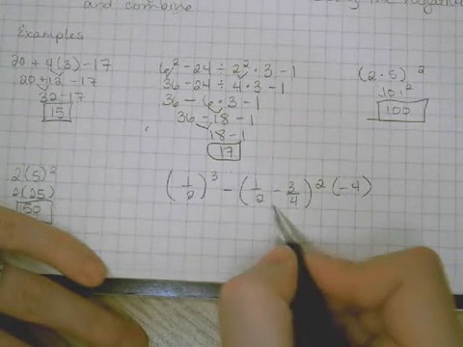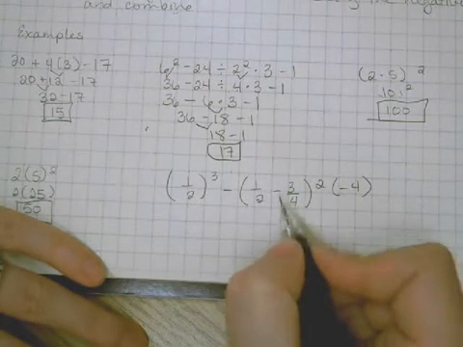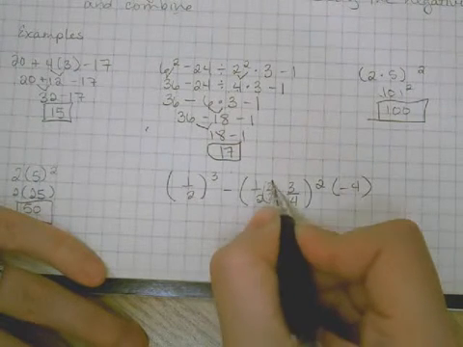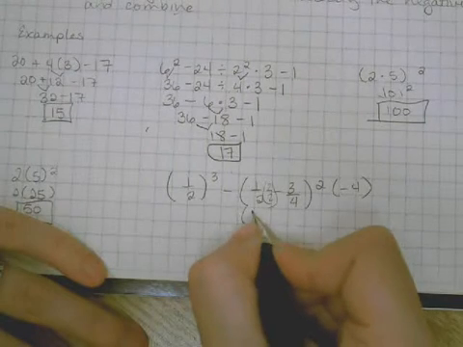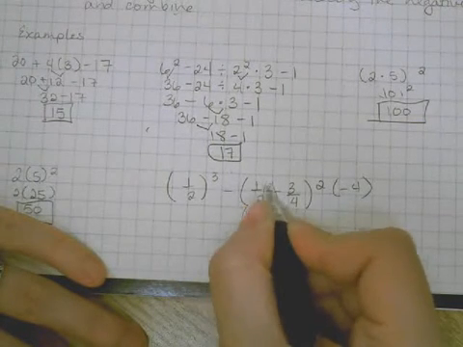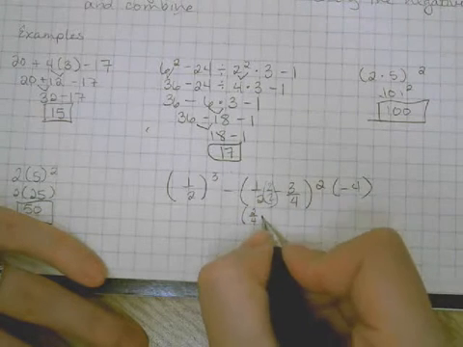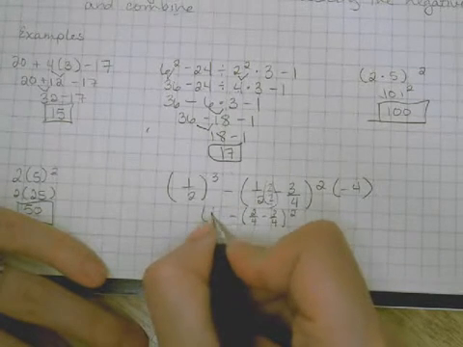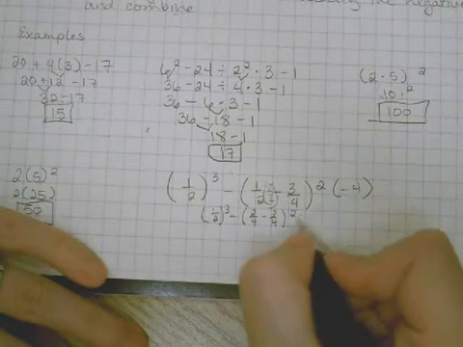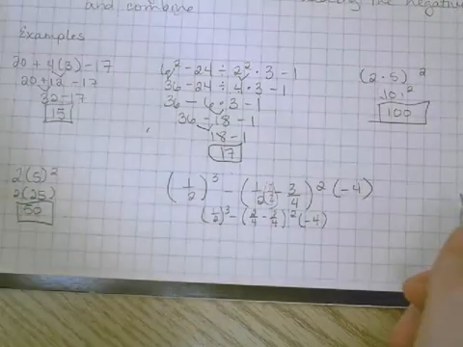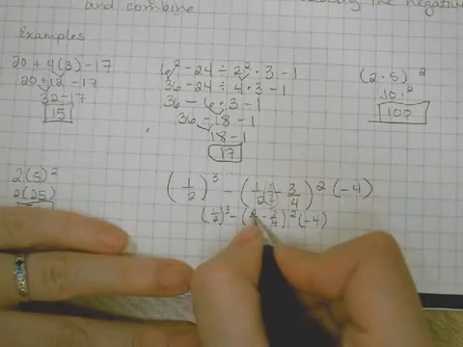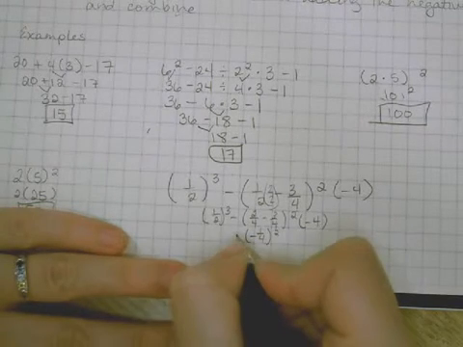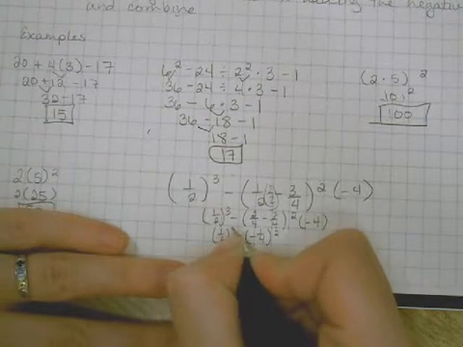So 1/2 and 3/4, I need a common denominator, which I can make as 4. So I can multiply the 1/2 by 2 over 2. So I have 2 over 4. So 1 times 2 is 2, 2 times 2 is 4, minus 3 over 4, and then squared. Drop down everything else. 1/2 to the third, and then times negative 4. So now I need to actually do that. So 2 minus 3 is negative 1 over 4 squared. Again, drop down everything else.